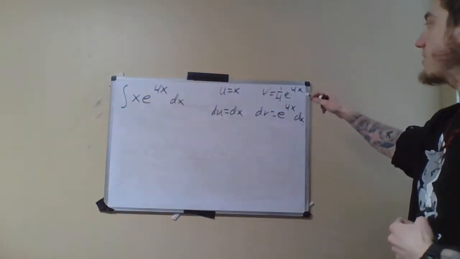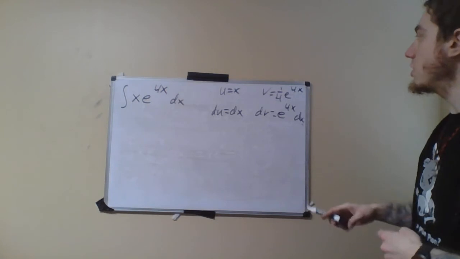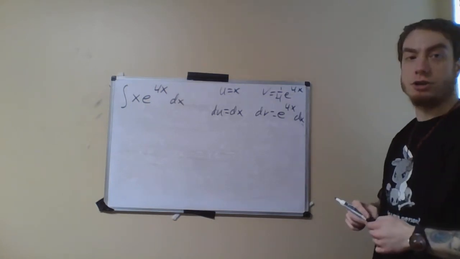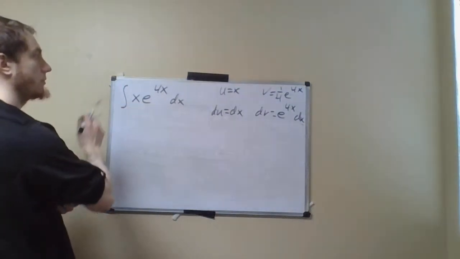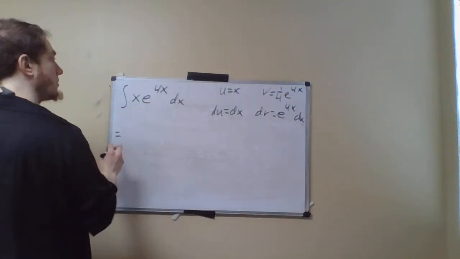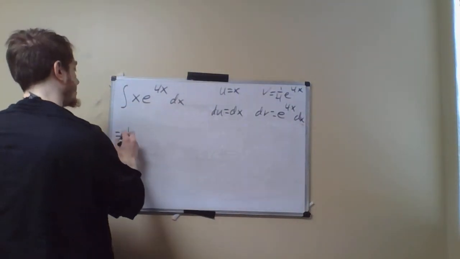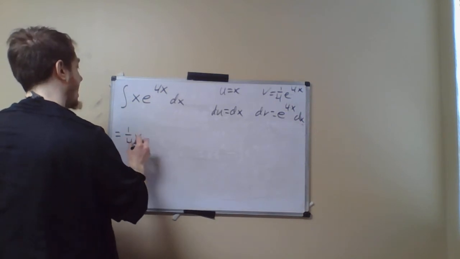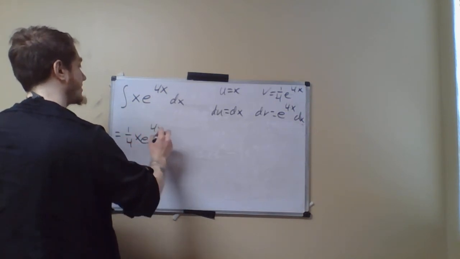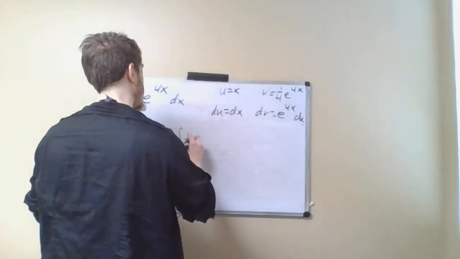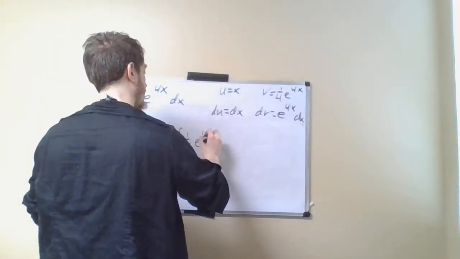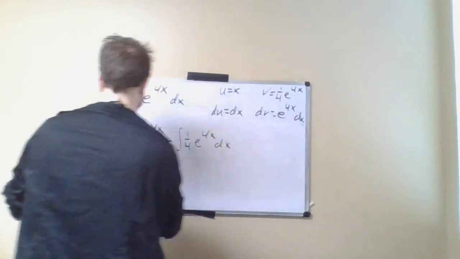So that part is very important, right? We have this 1/4 e to the 4x that shows up here. And now what we're going to do is rewrite this as uv, so that's going to be 1/4 x e to the 4x minus the integral of v du. So that's going to be 1/4 e to the 4x dx.